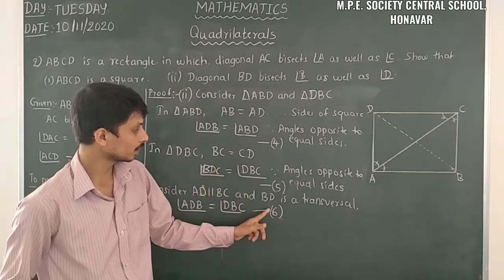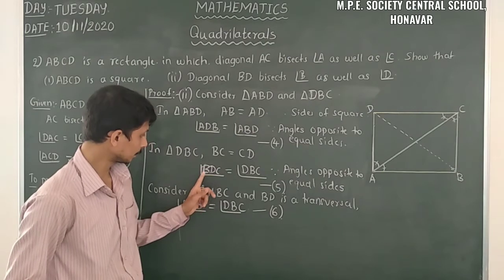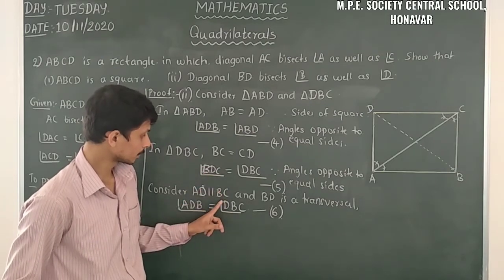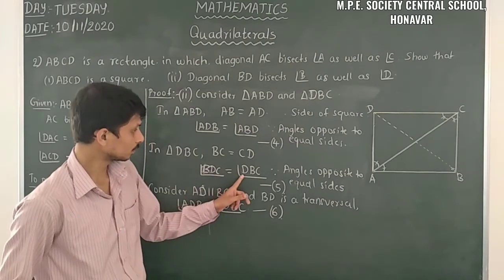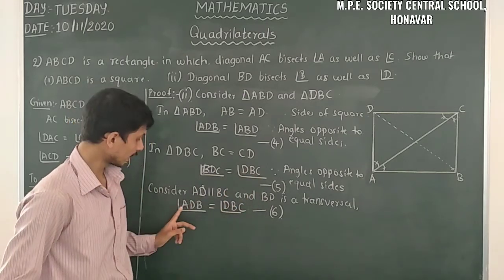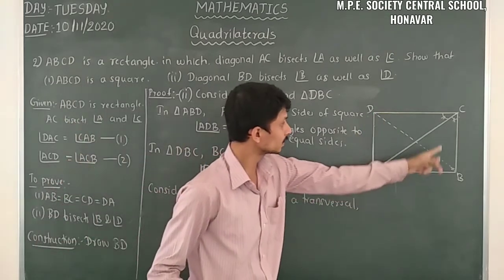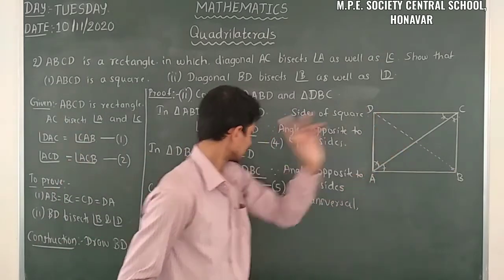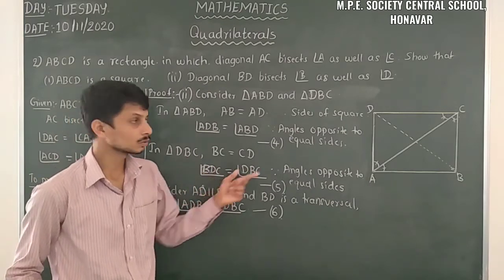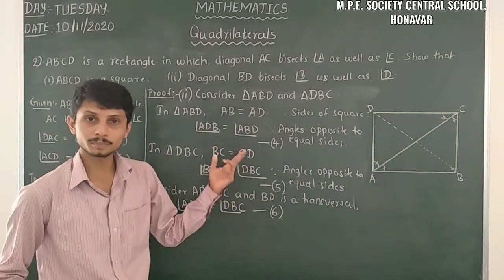And from equations 5 and 6, just observe here angle DBC. So that means angle BDC is equal to angle DBC. Here angle DBC is common, so angle ADB is equal to angle BDC. So angle ADB is equal to angle BDC. So we got that one. Those two are equal, when we take either of the equations.